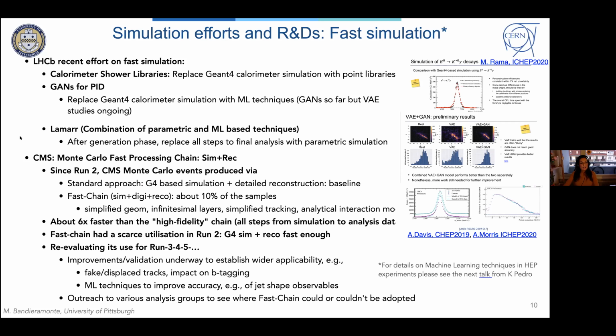techniques. CMS has already, since Run 2, put in place a fast processing chain for simulation and reconstruction, which has been used for 10% of the total production of samples. In fact, their full simulation together with reconstruction was fast enough for their needs up to Run 2. But that scenario will change with Run 3, 4, and 5. So they are also pushing efforts in this respect in order to improve and validate new ways of using the fast chain according to the needs of the different analysis groups.